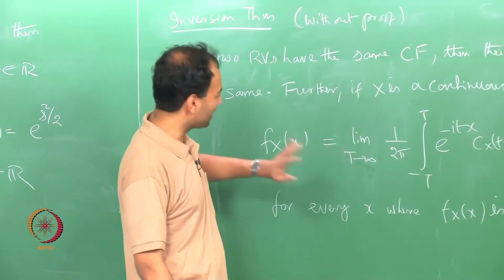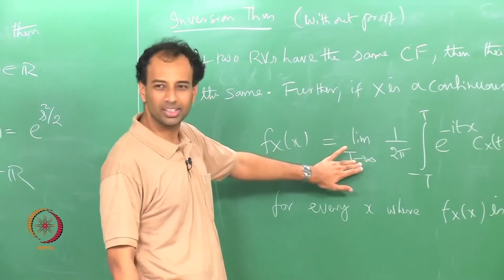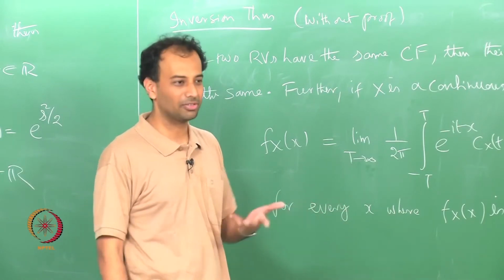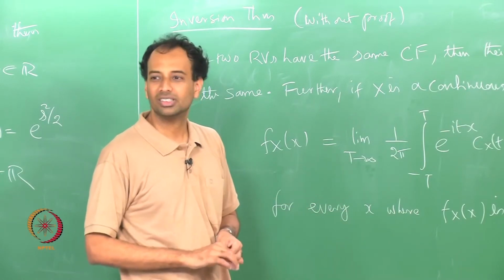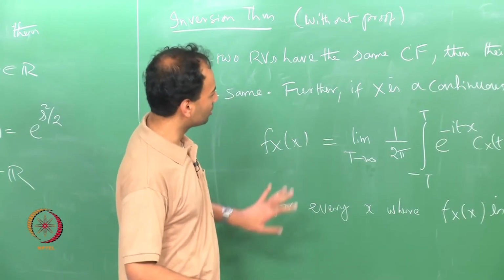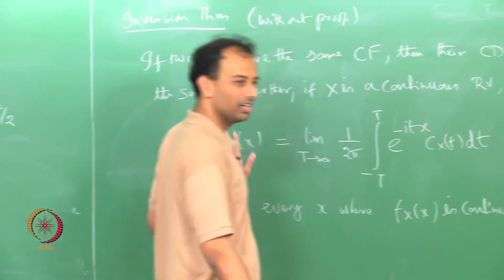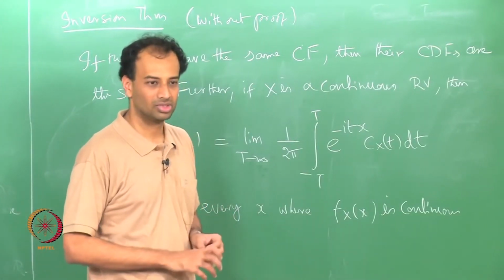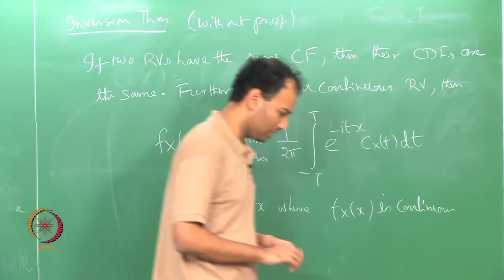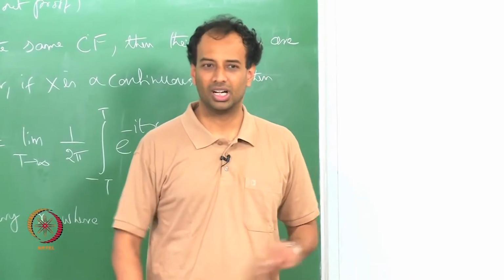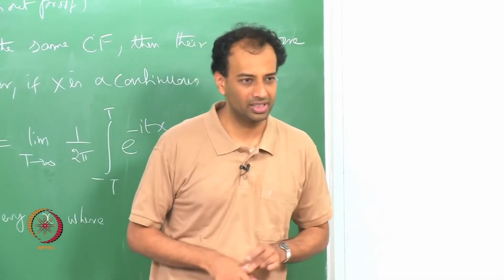This is something we will not really use so often. It is much easier to usually do pattern matching and figure out what the density is, if at all there is a density. But this theorem just says, given your characteristic function you can obtain your density whenever there is a density. And in cases when there is no density, there is actually a more general way to recover the CDF.